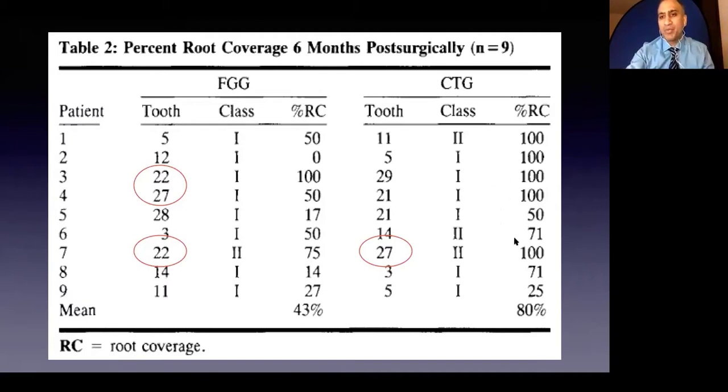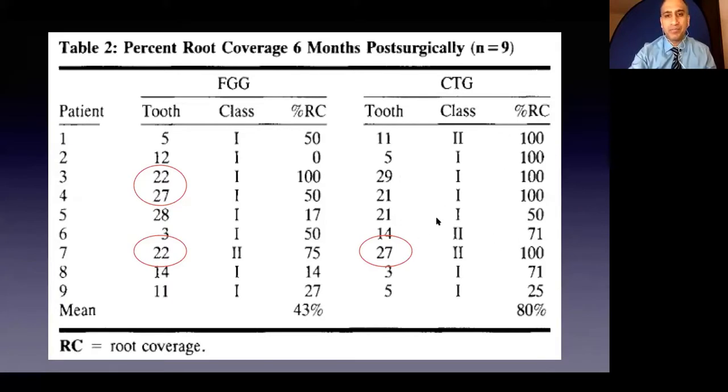Connective tissue grafts were more successful, and in the 1 canine tooth, they managed to get 100% root coverage, but they also managed to get 100% root coverage on the canine tooth with a free gingival graft. So really, I'm not sure that this study really proves that CTG is superior to the FGG in the anterior mandible. Maybe in other areas of the mouth, I can certainly see the argument for that, but not in the anterior mandible.